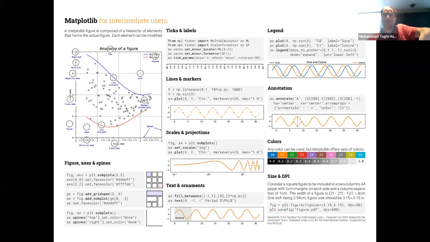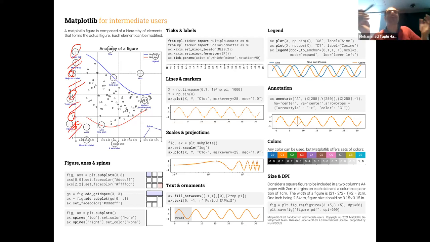This is for the beginners. Now, if you want to do it more for intermediate users, this is a bit more complicated to work with. So if you have such a diagram, these are essentially called ticks. So these ones are called ticks. Now you have major ticks and minor ticks. The major ones are these big ones, and the minor ones are these in-between guys.